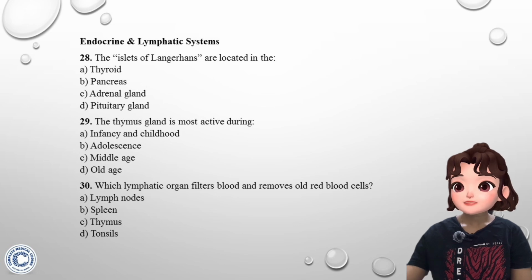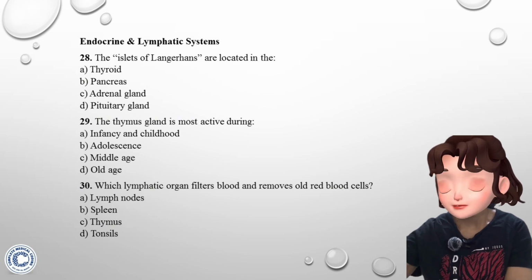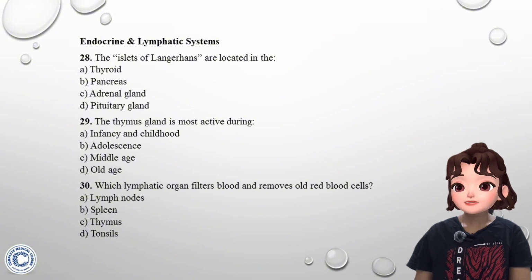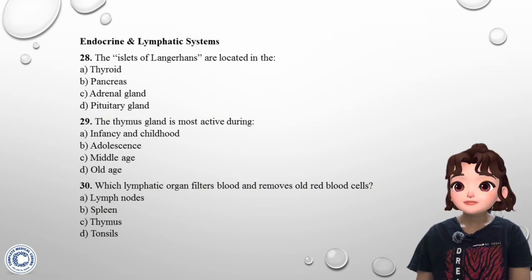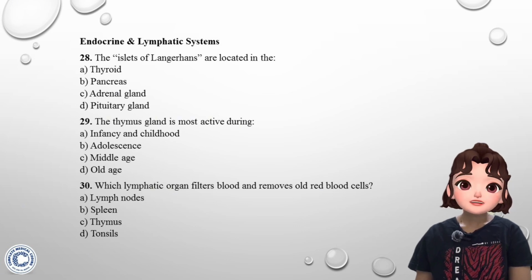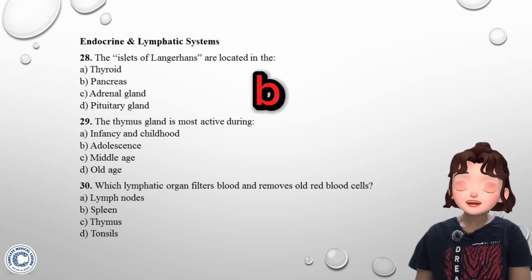Now, let's discuss 3 questions from the endocrine and lymphatic system. Question 28. The islets of Langerhans are located in the thyroid, pancreas, adrenal gland, pituitary gland. So where are the islets of Langerhans located? It's located in the pancreas. Option B, pancreas is the answer.